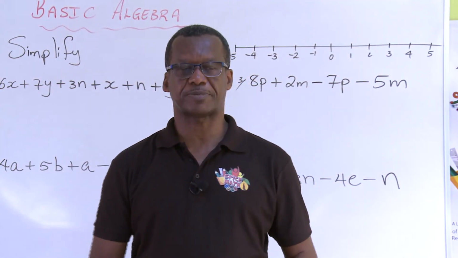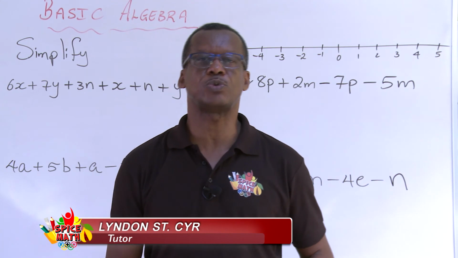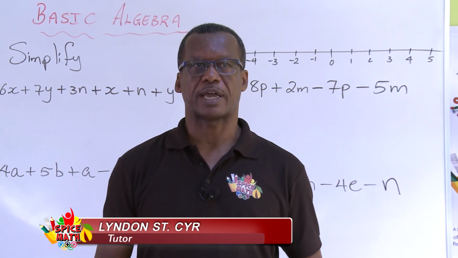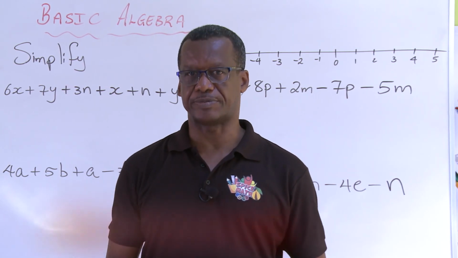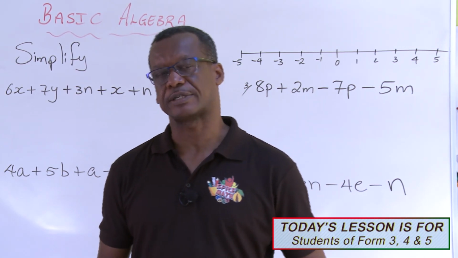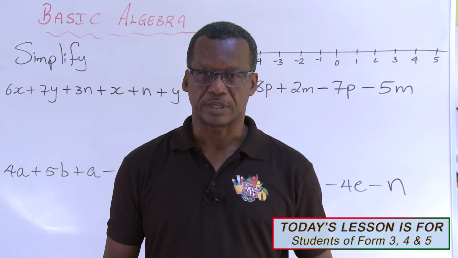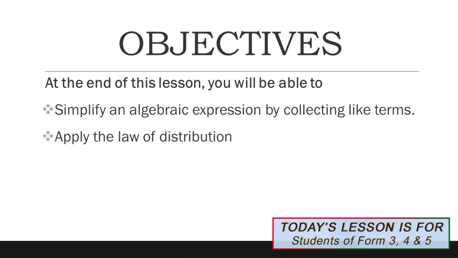Hello again, welcome back to Spice Math. Today we want to continue what we started in basic algebra in a previous lesson. We'll be looking at how to simplify like terms, and we'll also be looking at how to apply the law of distribution. At the end of the lesson today, all students should be able to simplify an expression by grouping like terms and also apply the law of distribution, which is also known as removing brackets.